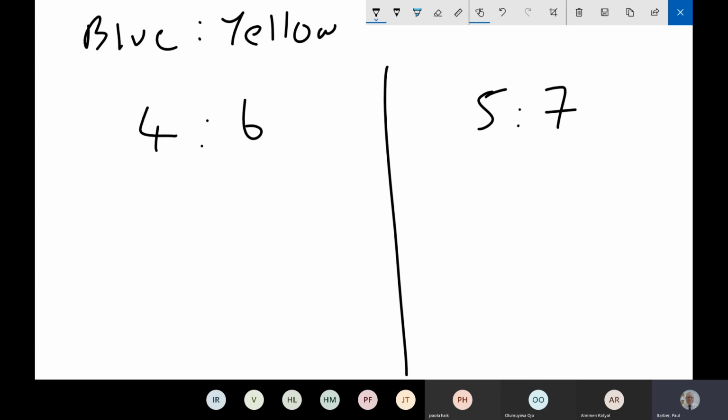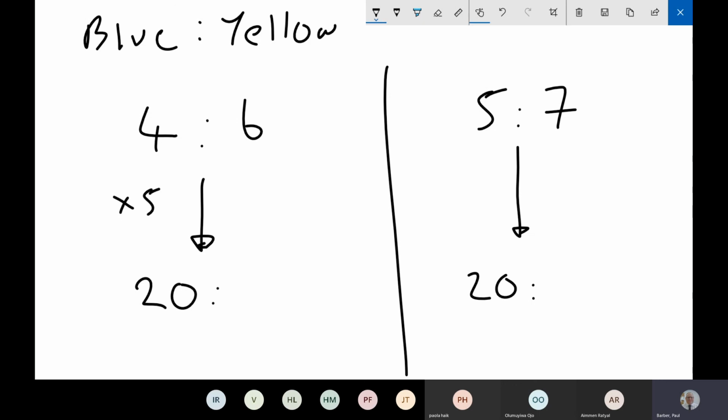Because we can't compare 4 to 5 and we can't compare 6 to 7 because they're different ratios. Looking instinctively, I know that 4 can go into 20, and I know that 5 goes into 20. There's other figures as well, but 20 is a nice, easy figure to use. To get from 4 to 20, all we do is multiply by 5. So if we do that on one side, we need to do exactly the same on the other. As I've said throughout, whatever you do to one side, you have to do to the other.